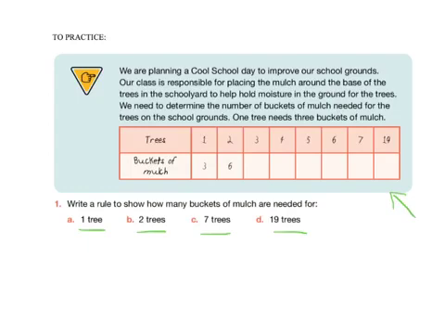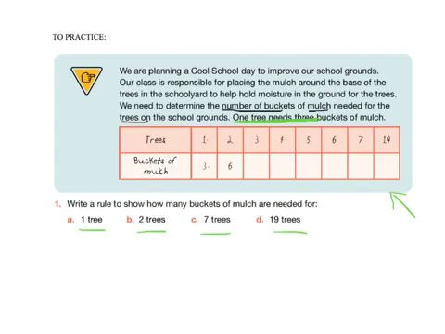All right, let's take a look at our problem. We are planning a cool school day to improve our school grounds. Our class is responsible for placing the mulch around the base of the trees in the schoolyard to help hold the moisture in the ground for the trees. We need to determine the number of buckets of mulch needed for the trees on the school ground. 1 tree needs 3 buckets of mulch, so that's our key piece of information there. So for 1 tree we would need 3 buckets.